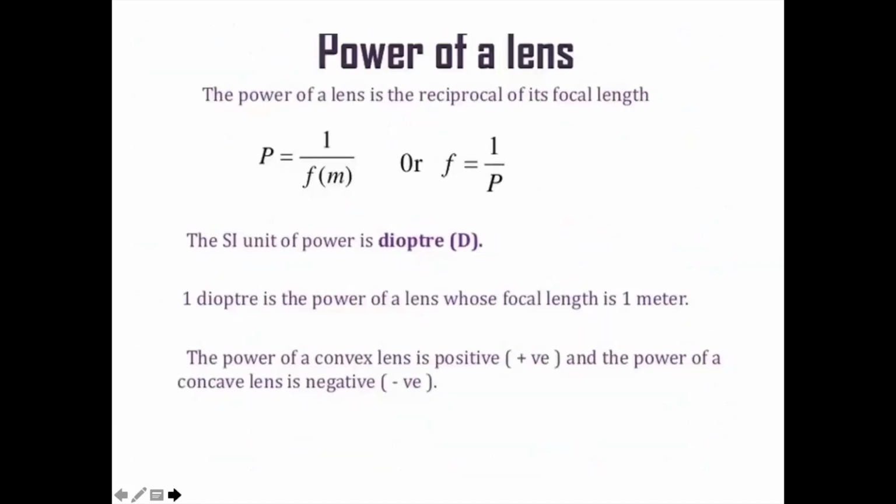Let us understand the last topic of this chapter, that is the power of a lens. Power is the inverse of focal length, or focal length is the inverse of power. The unit of focal length is meter, and therefore the unit of power becomes meter inverse. It is also called diopter. You can also give a symbol capital D. 1 diopter is equal to 1 meter inverse. The power of a convex lens is always positive, and the power of a concave lens is always negative.